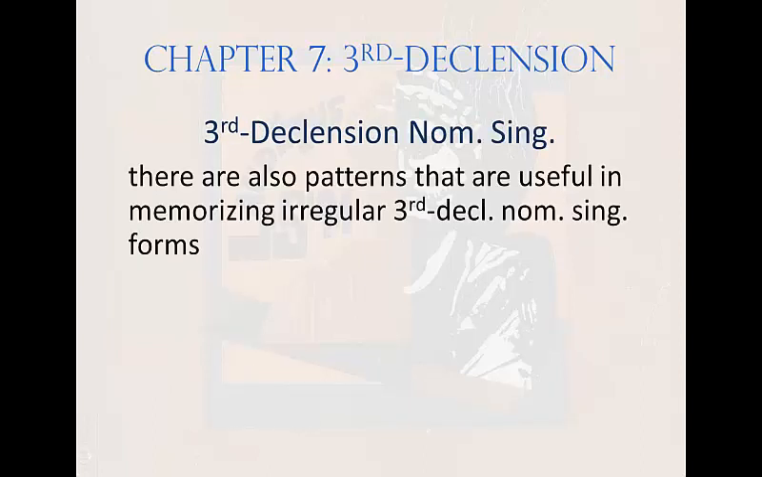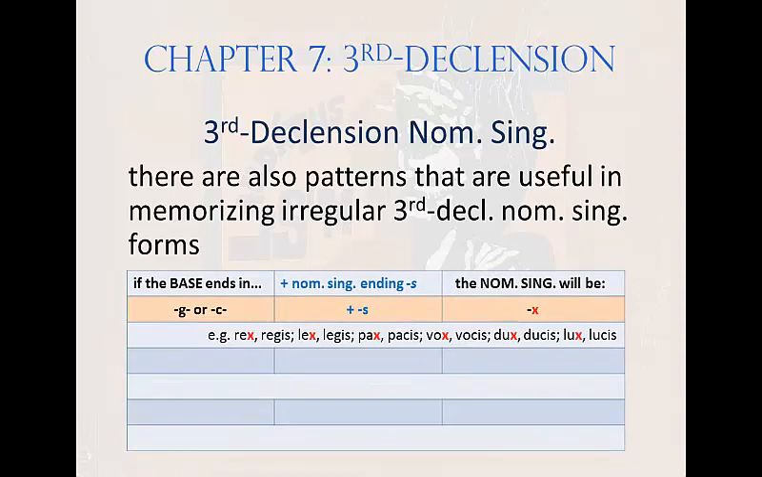Now let's look at some patterns that are useful in helping you memorize irregular third declension nominative singular forms. If a base ends in G or C, when it's combined with the nominative singular ending -s, normally the nominative singular ending will appear as -x, such as rex, regis, meaning king, or lex, legis, meaning law, pax, pacis, meaning peace, vox, vocis, meaning voice, dux, ducis, meaning leader, and lux, lucis, meaning light.